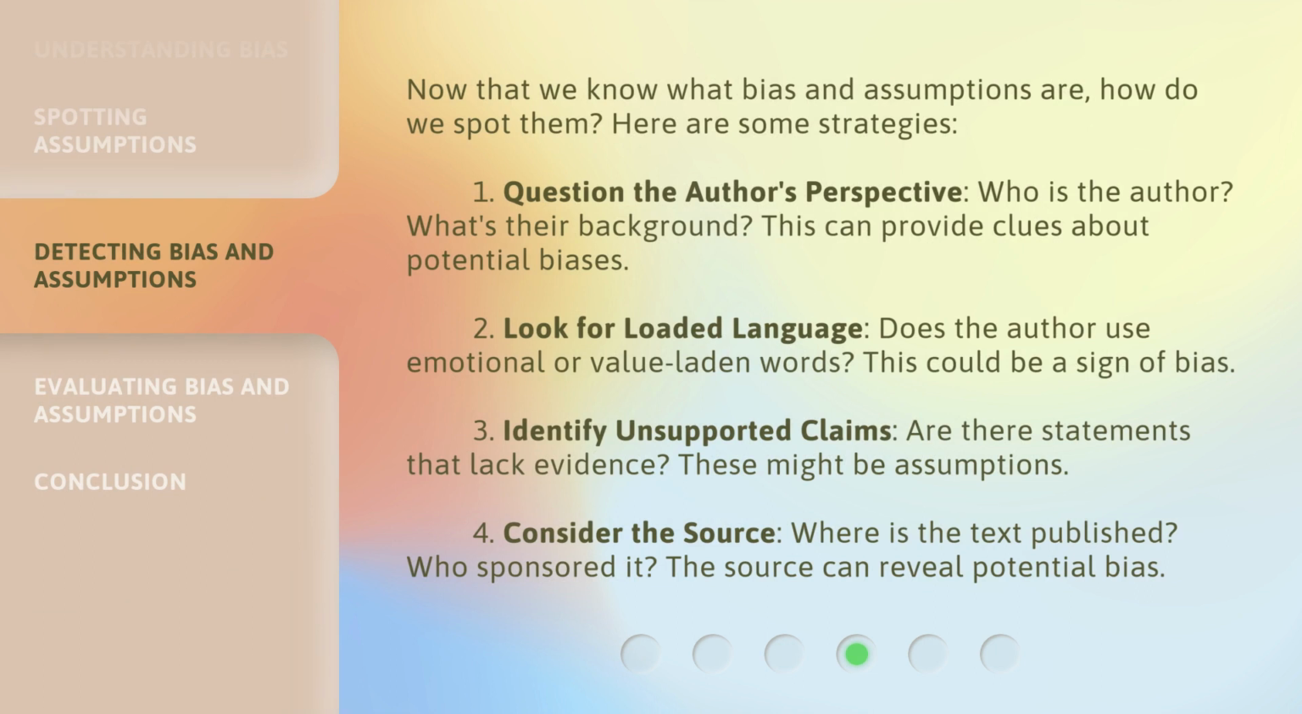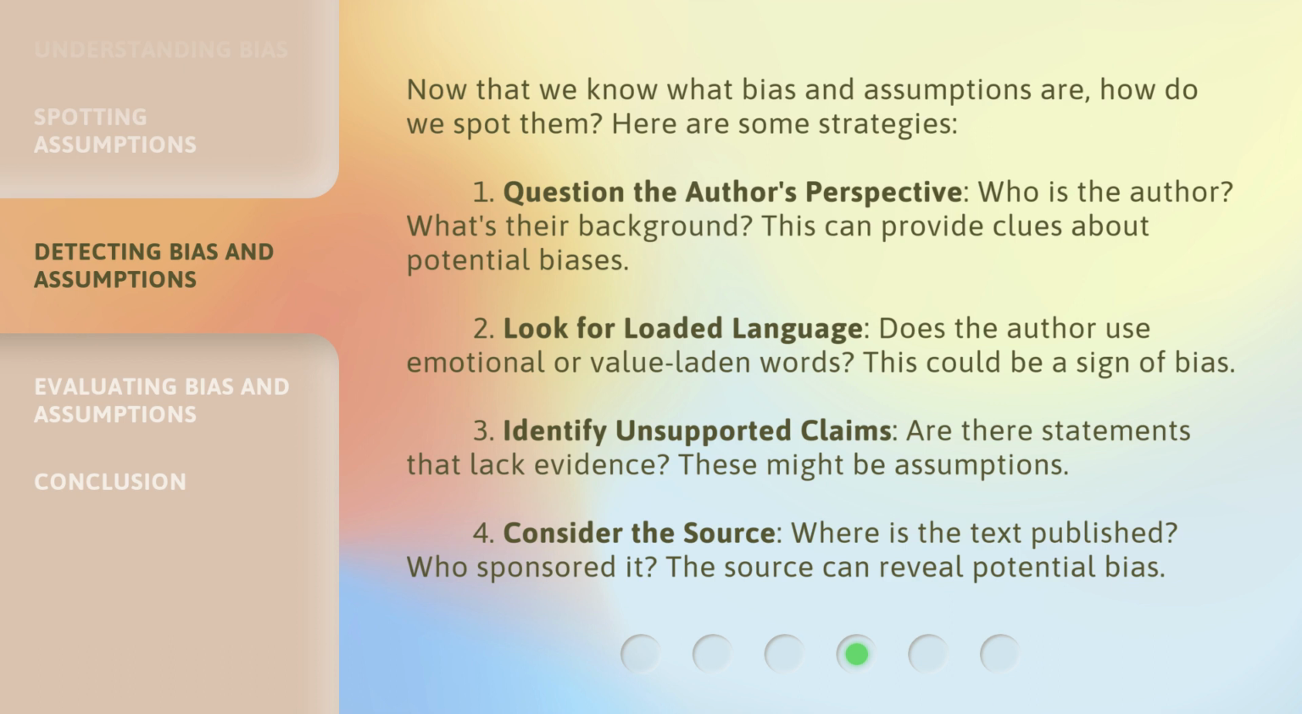Now that we know what bias and assumptions are, how do we spot them? Here are some strategies. 1. Question the author's perspective. Who is the author? What's their background? This can provide clues about potential biases. 2. Look for loaded language. Does the author use emotional or value-laden words? This could be a sign of bias.